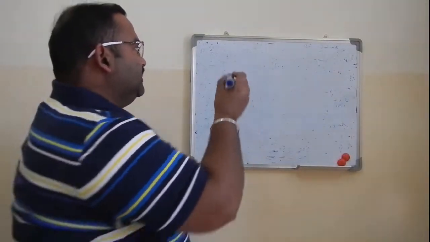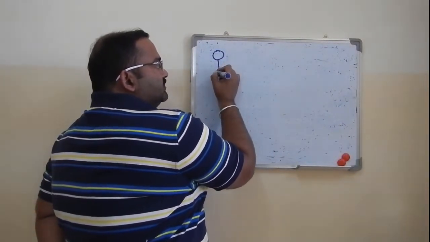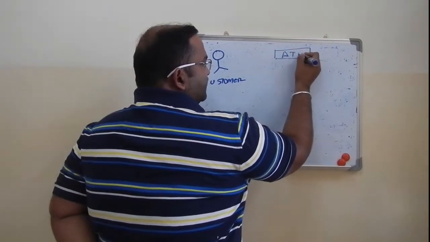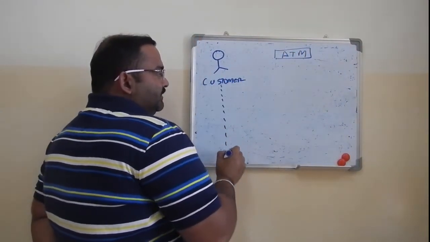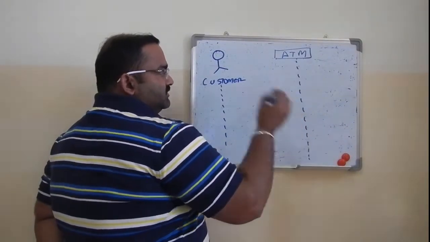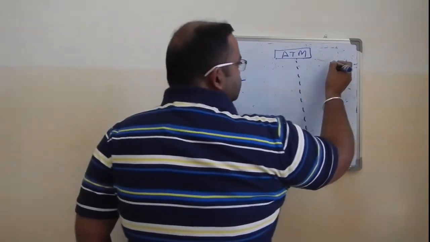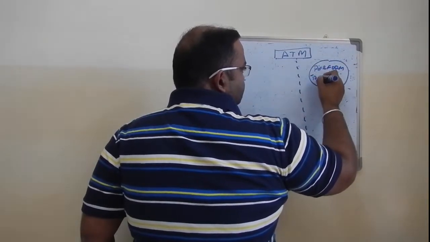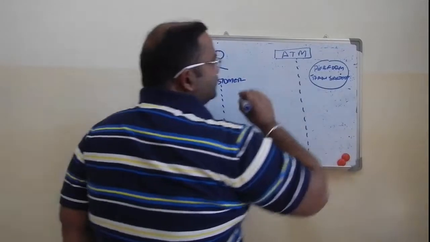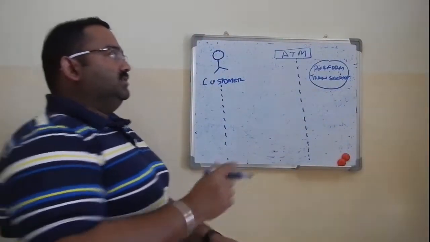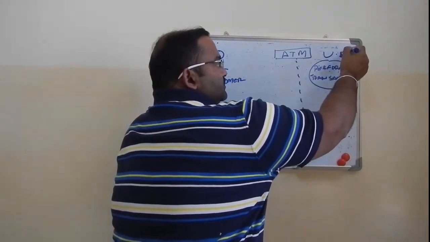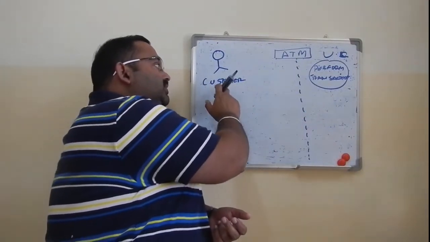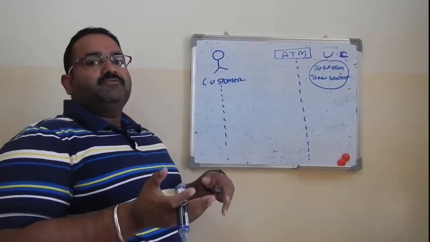Okay, so what happens here is, this is the actor. Actor is customer. Okay, this is the ATM. ATM is a system. Now this is the lifeline of the actor and this is the lifeline of the system. Right, now what is our use case? Use case is to perform the transaction. Here I'll write it as use case.